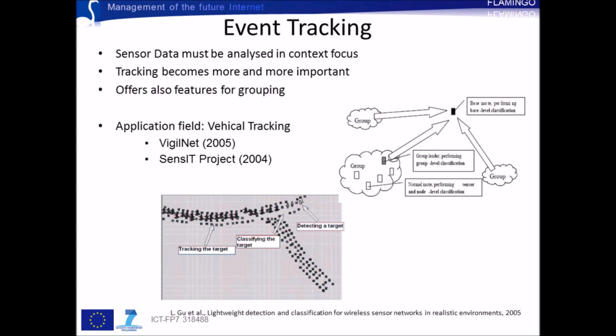Event tracking can be found especially in traffic applications. In general, the sensor data must be analyzed in context focus. Event tracking offers also features for grouping, so which crowd is moving in this special direction? Do they build new groups and then go in different directions? Examples are found in vehicle tracking, like in the Wikinet and Sense IT project. For details, please look on the corresponding websites mentioned at the end of this course material.